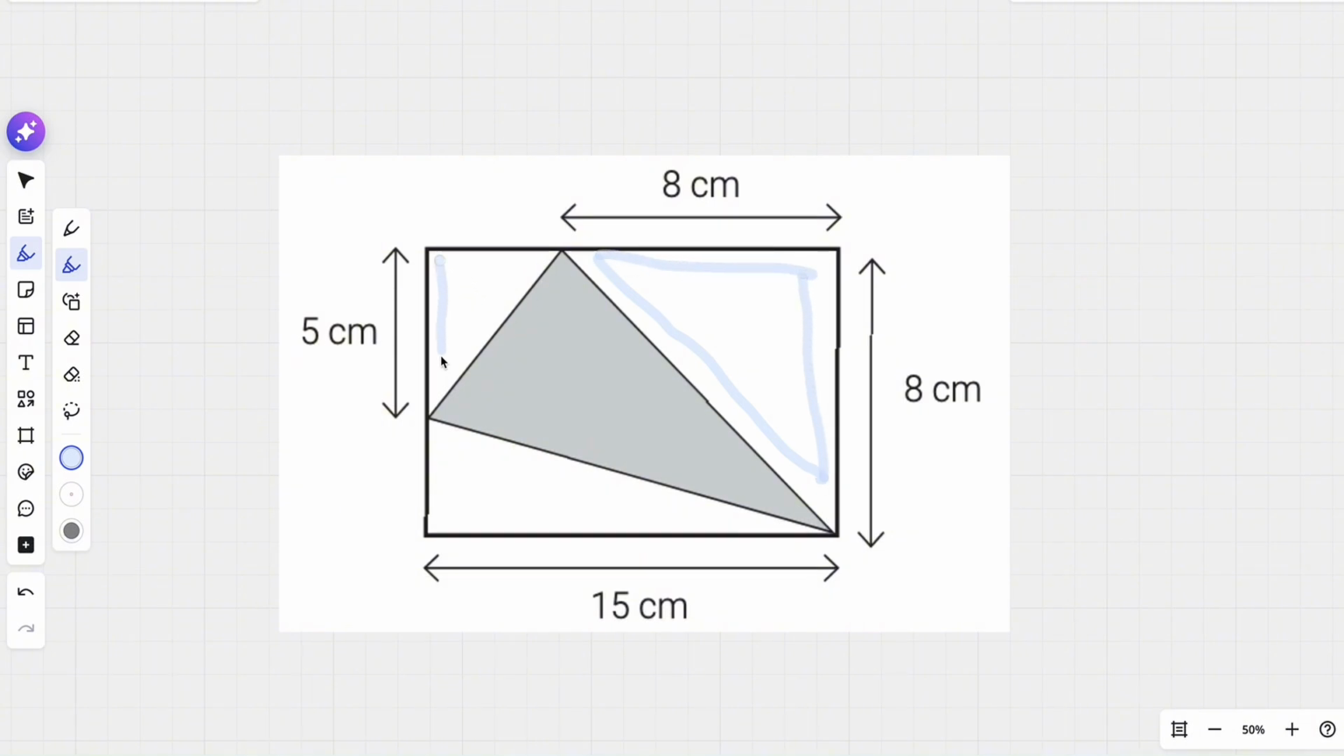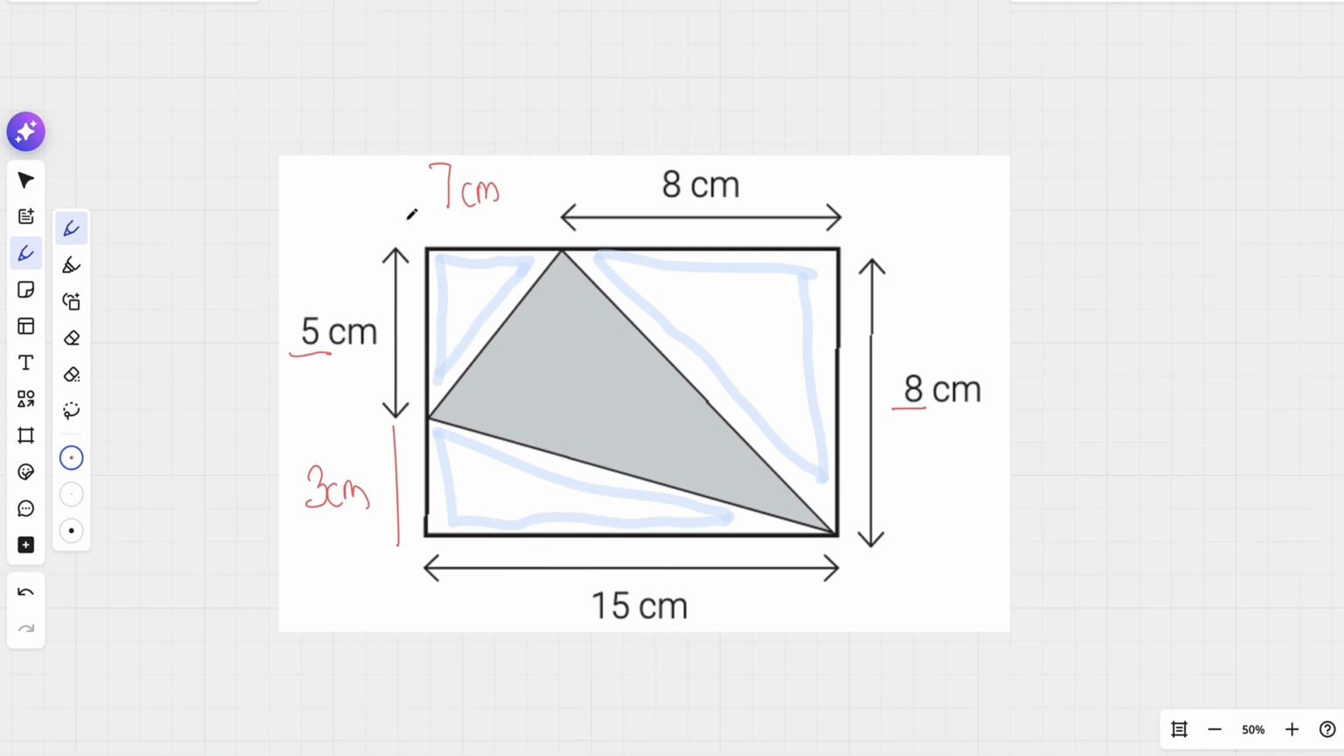So we can start off by trying to fill in the missing lengths, and this will give us a clue on how to solve it. So we know that this length will be 8 take away 5, which is 3 centimeters. This length will be 7 centimeters, because 8 plus 7 is 15 centimeters. And this gives us enough information to work out the area of these three triangles.